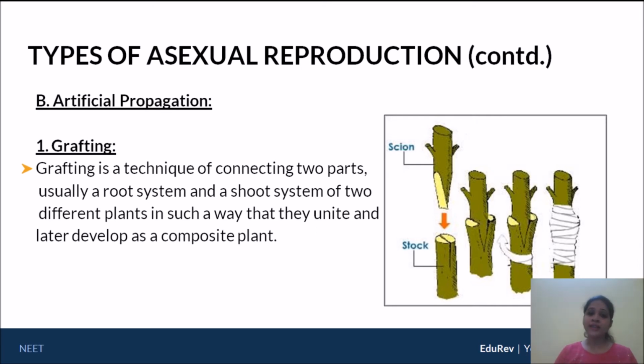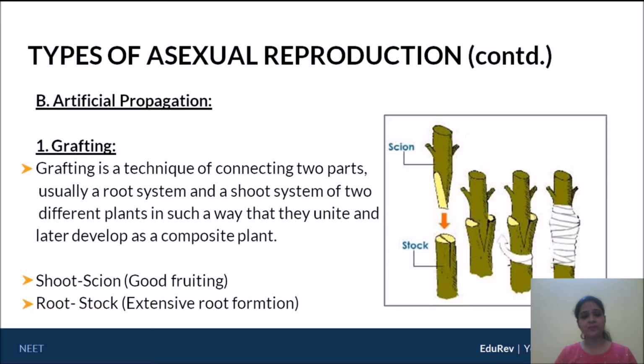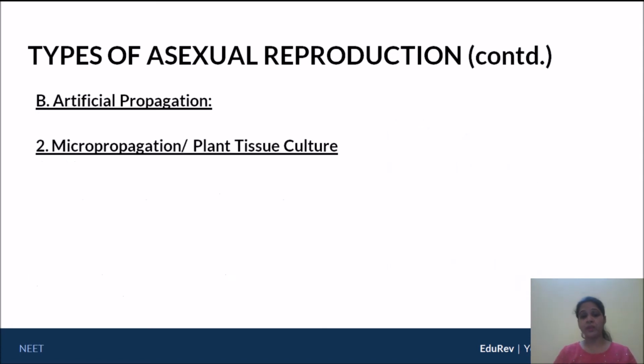If we go through the technical definition, grafting is a technique of connecting two parts, usually a root system and a shoot system of two different plants, in such a way that they unite and later develop as one composite plant. So the whole idea is to join these two together to get one really good plant. Just for our memory's sake, which is really important, the shoot is called the scion, whereas the root is called the stock.